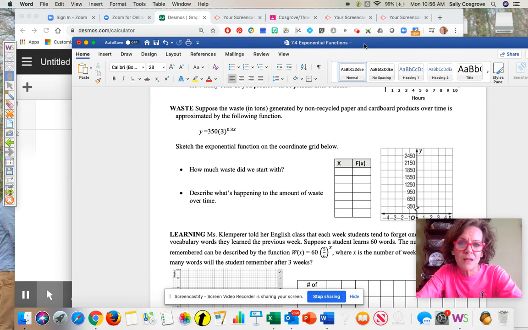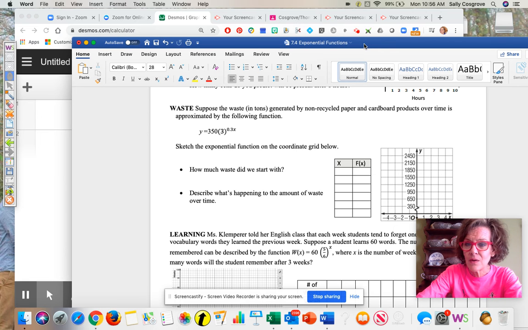Suppose the waste in tons generated by non-recycled paper and cardboard products over time is y equals 350 times 3 raised to the 0.3 times x power. So once again, the exponent is the variable, it's the x. Our instructions say, sketch the exponential function on the coordinate grid below. How much waste did we start with? What's happening to the amount of waste over time?